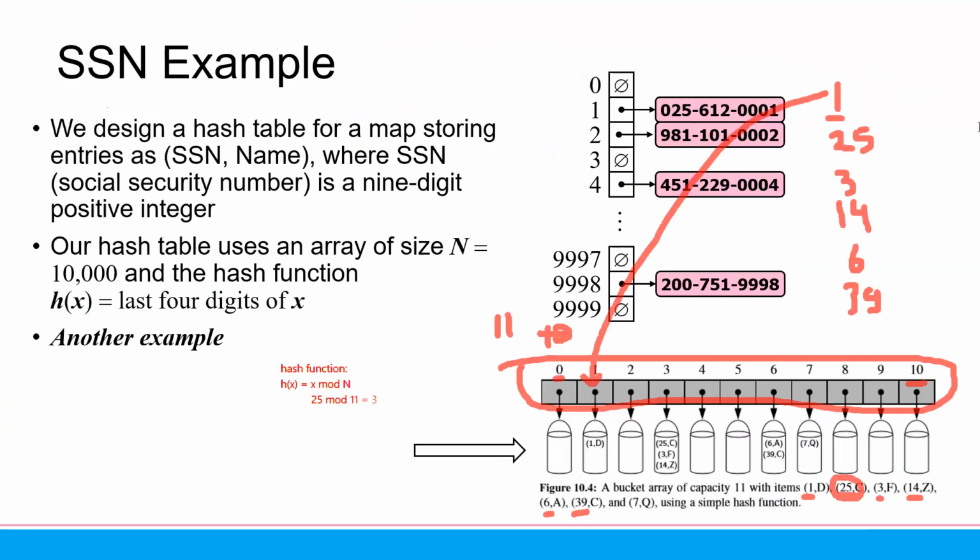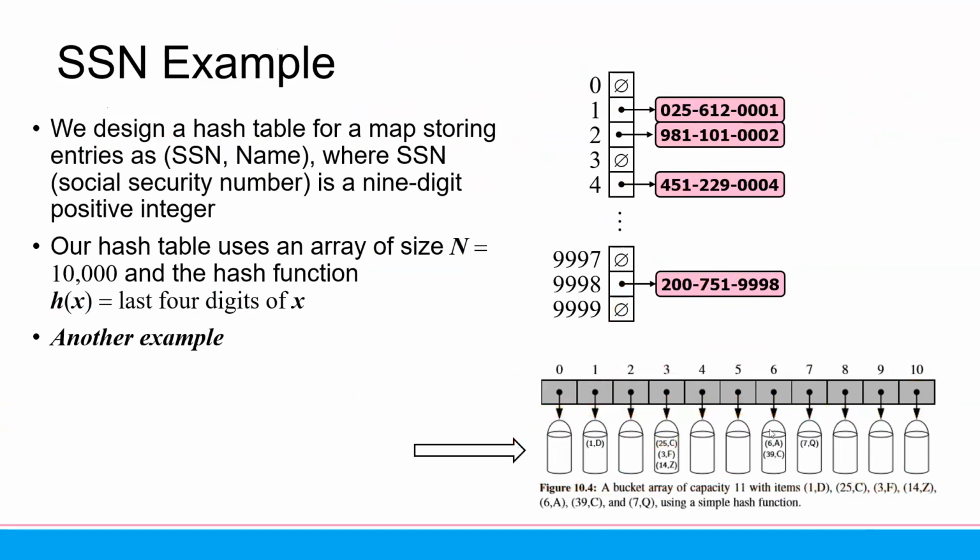Then we will put 25 into index number 3. Next we have 3. In index 3, of course, it is in between 0 until 10, so we can put it directly into index 3. And so on. So we can put into a bucket like this. We call this a bucket array.